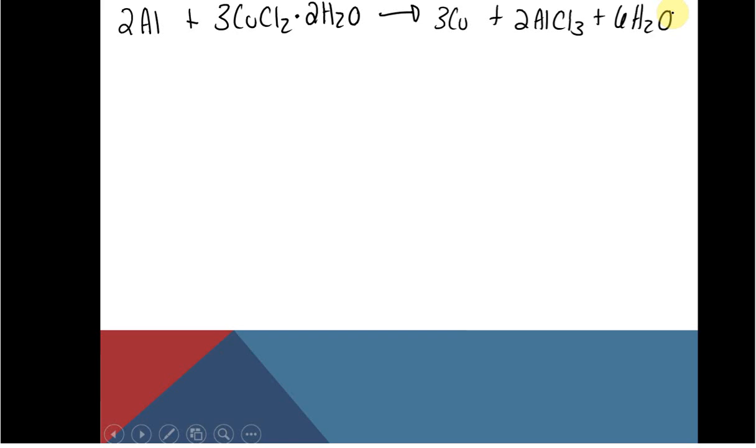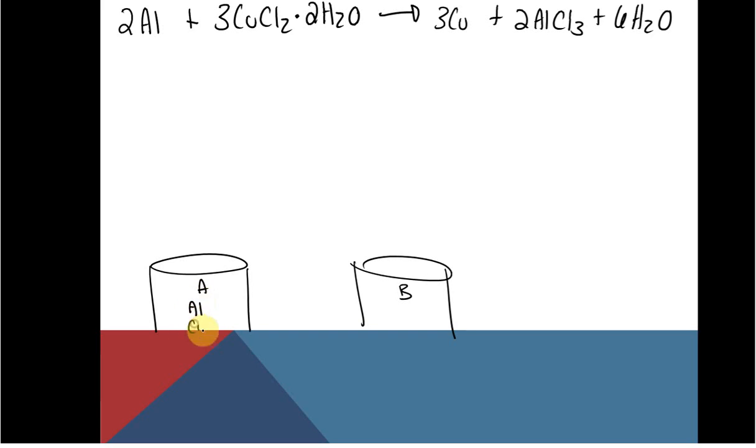I'm going to leave off my subscripts here, not because they aren't important, but because of room issues. Now, what's great is you're going to have 2 beakers, beaker A and beaker B. In beaker A, you're going to put a certain amount of aluminum and a certain amount of copper 2 chloride dihydrate. In beaker B, you put a different amount of aluminum and a different amount of copper 2 chloride dihydrate. Then you come in and add some water and watch the reaction happen.